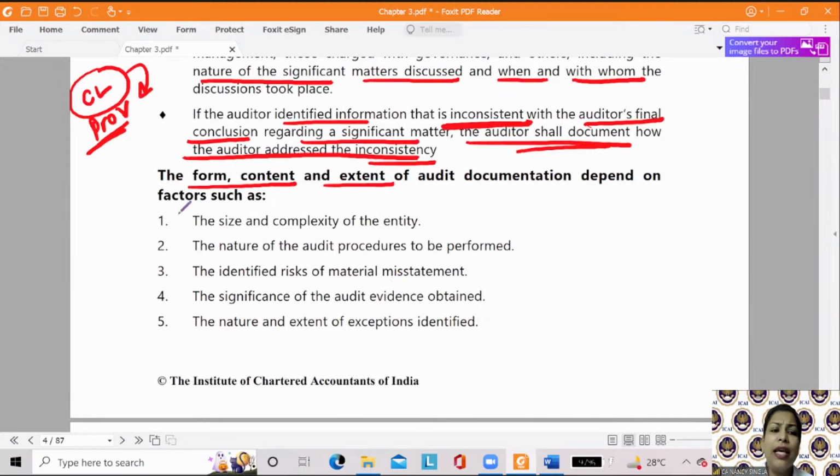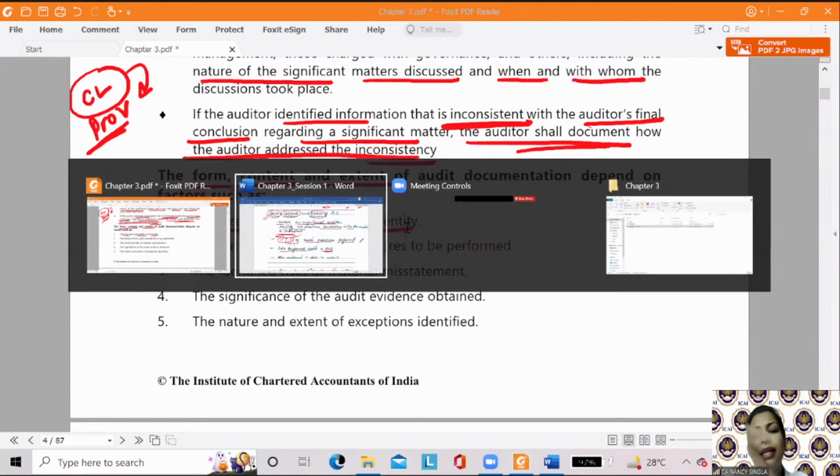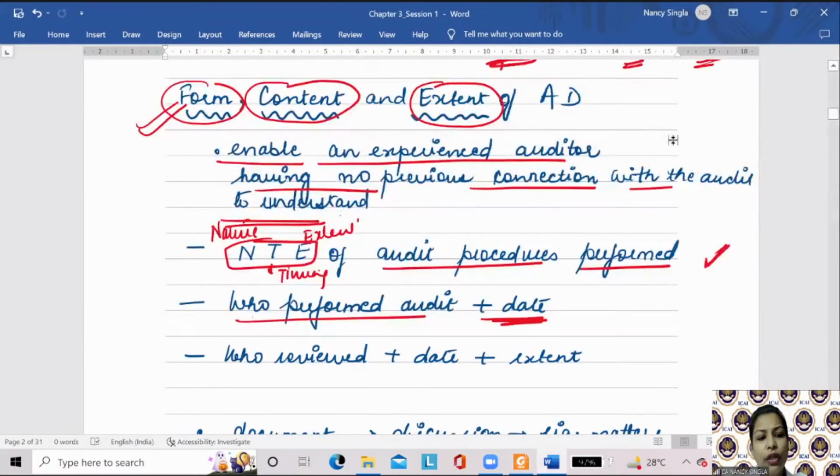It's simple, see. Size and complexity of entity. The larger the entity, the more documentation there will be. The more complex transactions there are, more audit procedures will be performed, more audit evidence will be obtained, and accordingly, the extent of audit documentation will be impacted. So the next topic is, what are the factors that affect the form, content, and extent of audit documentation?